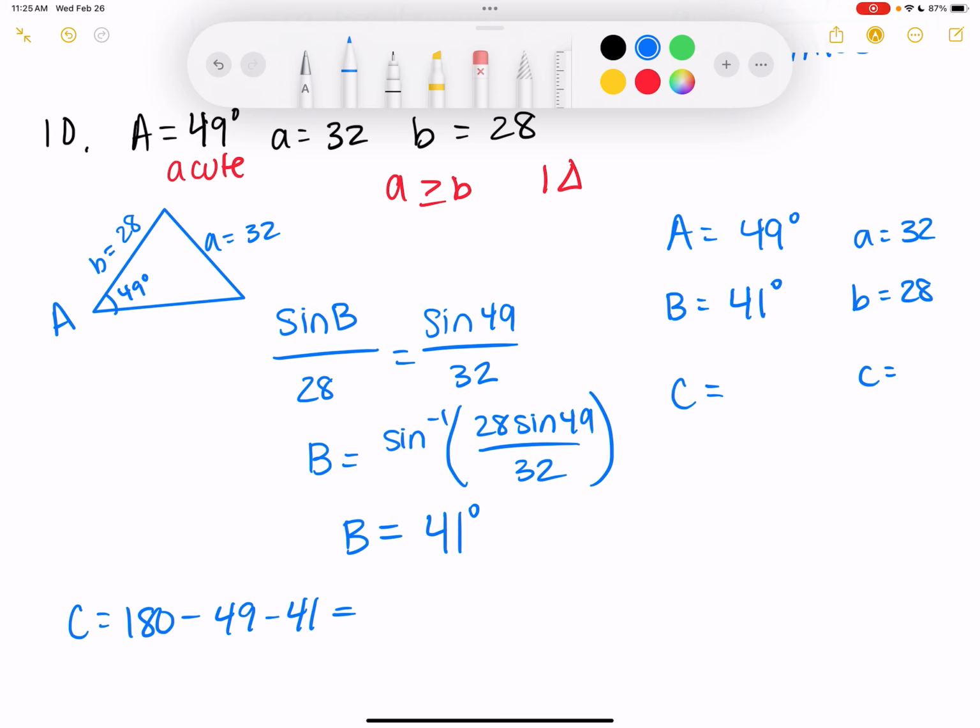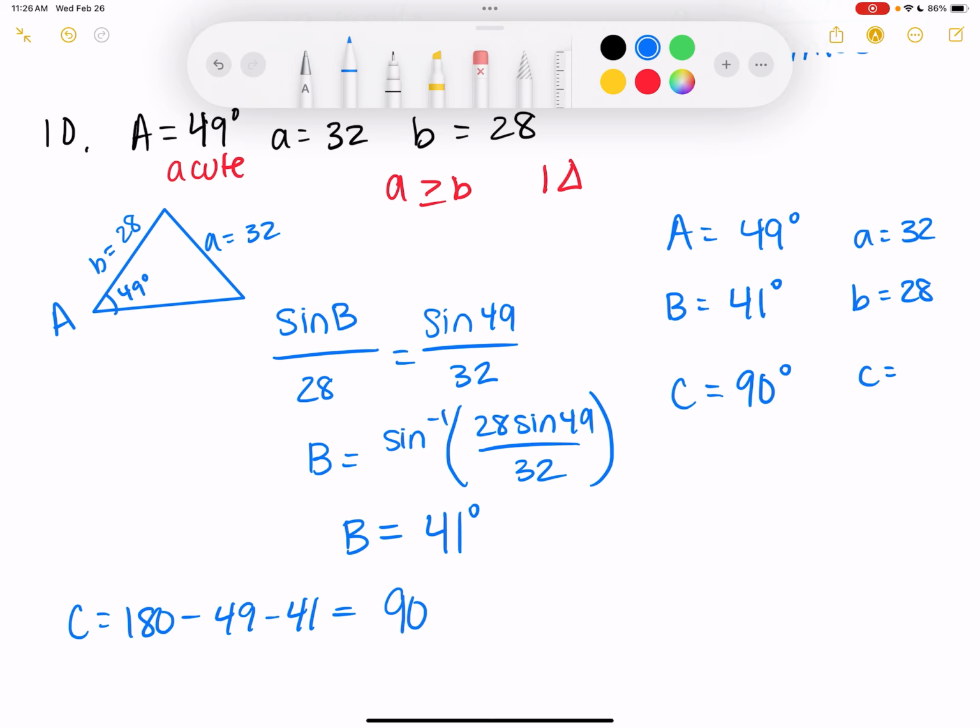Oh, so this one's actually a right triangle. Now, once you know this is a right triangle, since that angle is 90 degrees, you could use the Pythagorean theorem, but since we're in law of sines, I'm going to use law of sines, and I actually think it's a little bit easier, but it's up to you.